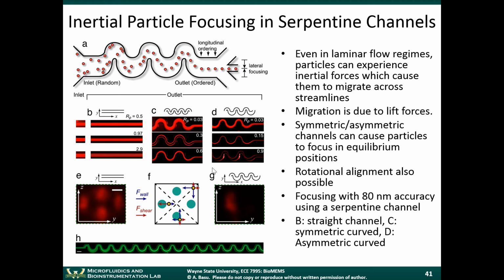So this example shows that both symmetric and asymmetric channels can cause particles to focus into equilibrium positions, and you can get very, very fine focusing with the serpentine channel, 80 nanometer accuracy, meaning that the positional accuracy of the focused stream is 80 nanometers.